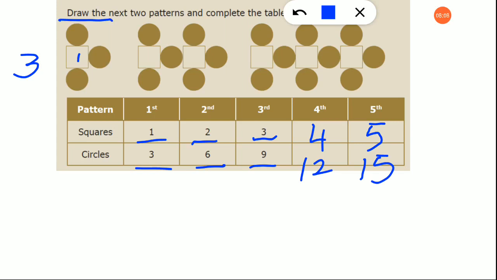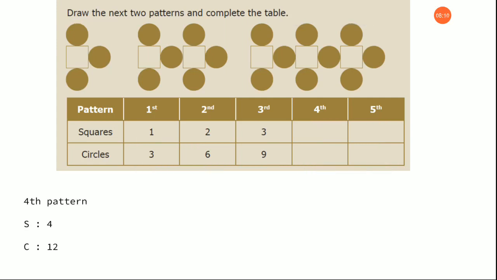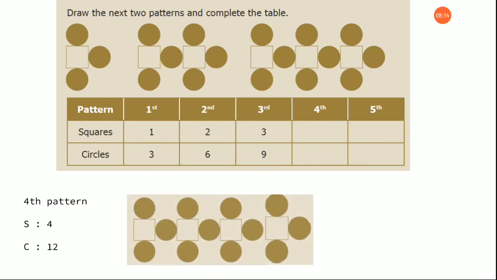So you have to write the fourth pattern and then draw this pattern. Same way, fifth pattern: squares is equal to, circle is equal to, and then draw that pattern. Clear, children? Shall we move on to the next one?